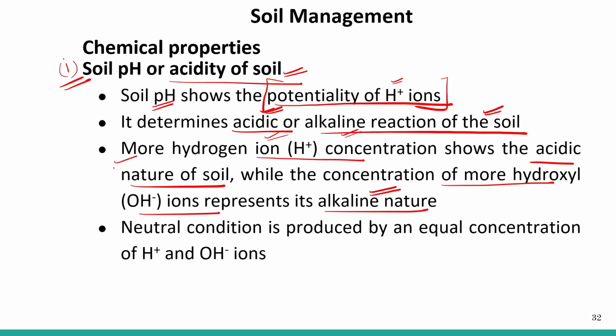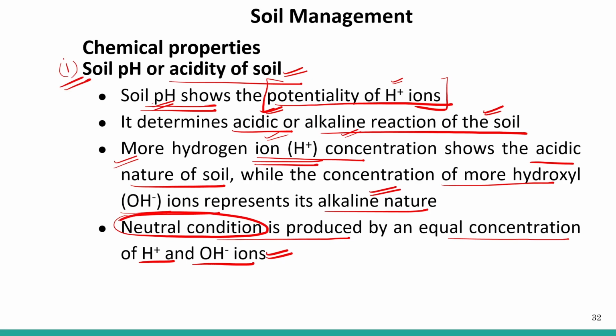So it is very important to know what type of ions are present in the soil, right? Whether it has a large amount of hydrogen ion concentration or a large amount of hydroxyl ion concentration. Depending on that, the pH of the soil is determined. Neutral condition is produced by the equal concentration of hydrogen and OH ions. So sometimes there is also the neutral condition. Neutral condition means the amounts of hydrogen and OH are equal and neutralize each other's effect.